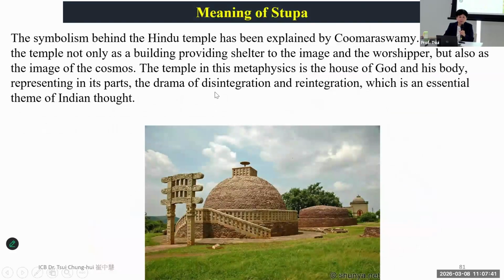The symbolism behind the Hindu temple has been explained by the scholar Kumaraswamy. He interprets the temple not only as a building providing shelter to the images and the worshippers, but also as the image of the cosmos. The temple in this metaphysics is the house of God and his body, representing in its parts the drama of disintegration and reintegration, which is an essential theme of Indian thought.